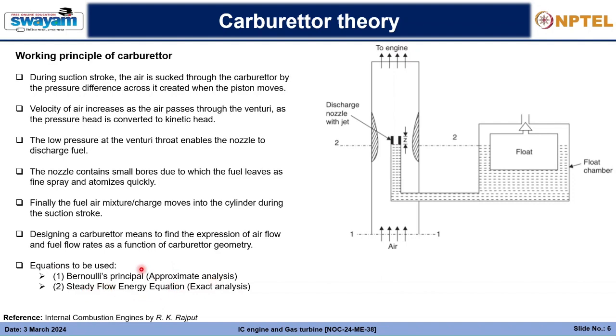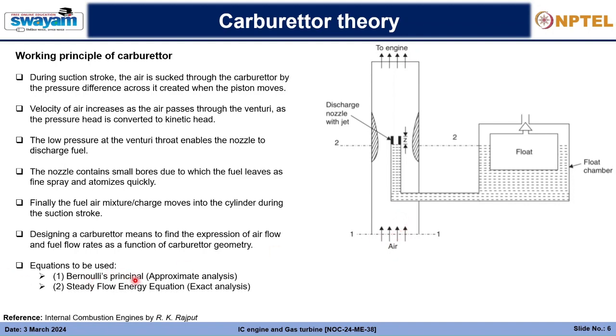So why two types of equations? First, if we need a very approximate analysis of the air which is coming in, and we assume that the air is not heated up during its way, then we can rely on this approximate analysis, and we will solve for the air flow rate using Bernoulli's principle.